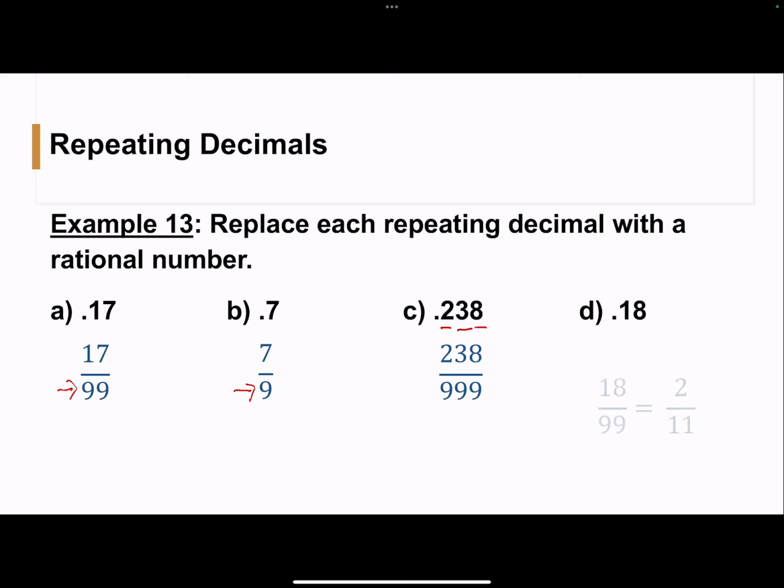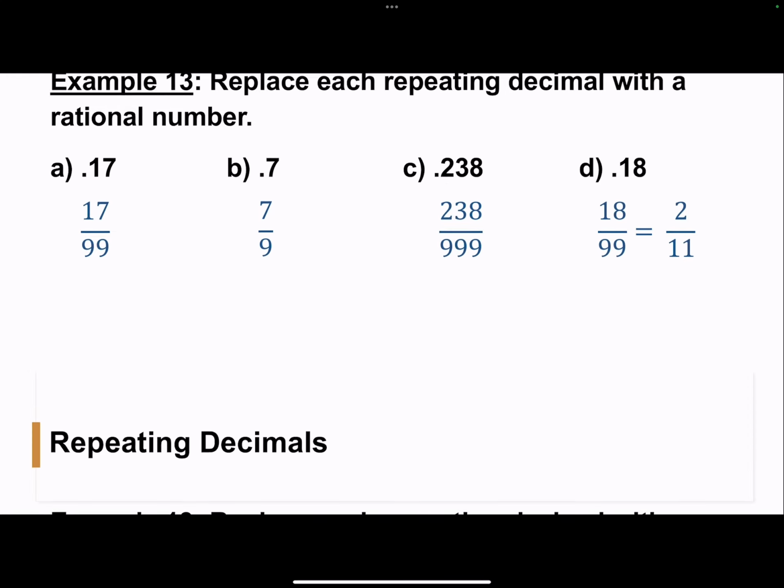And part D would be 18 over 99, but be careful. We know that we can reduce both of those by 9. So 18 divided by 9 is 2. Remember the trick for double digits, 99 divided by 9 is 11. Always make sure every fraction that you do, that you always reduce it to lowest terms.